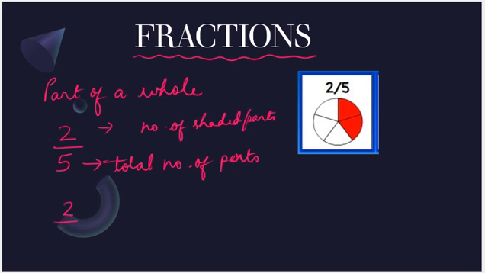Here 2 is the numerator, which talks about the number of parts we are talking about, and 5 is the denominator, which is the total number of parts.